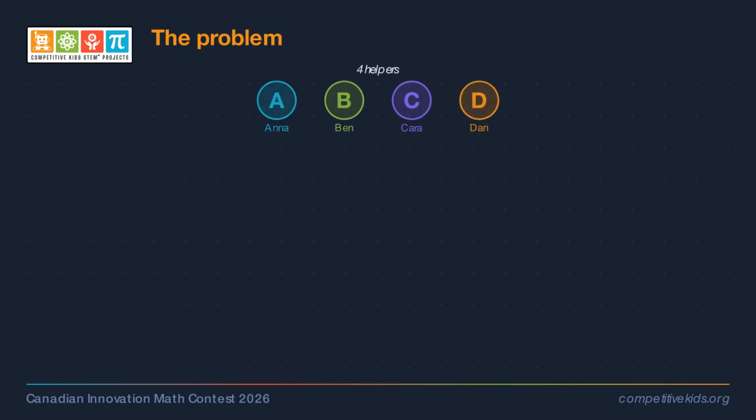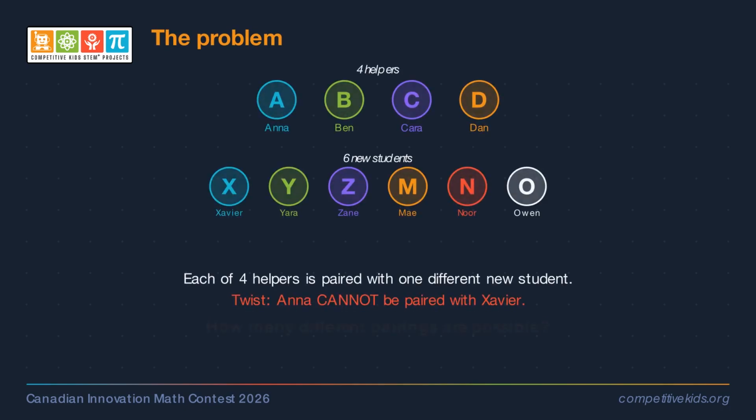At a welcome program, 4 student helpers will each be paired with 1 different new student. The new students are chosen from a group of 6. The helpers are Anna, Ben, Kara, and Dan. The new students are Xavier, Yara, Zane, May, Noor, and Owen. However, Anna cannot be paired with Xavier because Xavier needs language support from a different helper. How many different buddy pairings are possible?